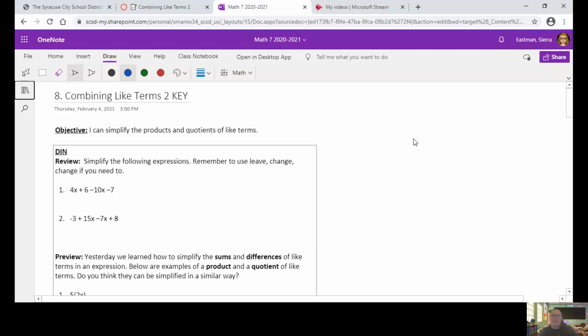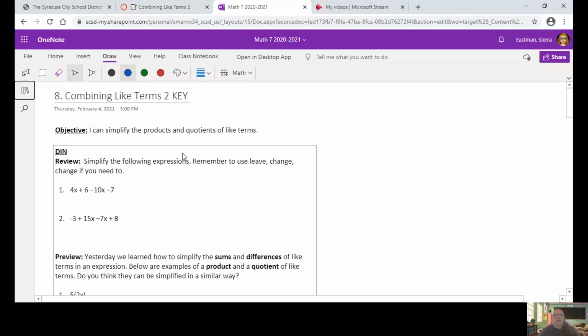We're going to be continuing the same work that we did yesterday, except this time we're going to be using multiplication and division to combine our like terms. Okay, so our objective says that same thing. I can simplify the products using multiplication and the quotients using division of like terms.